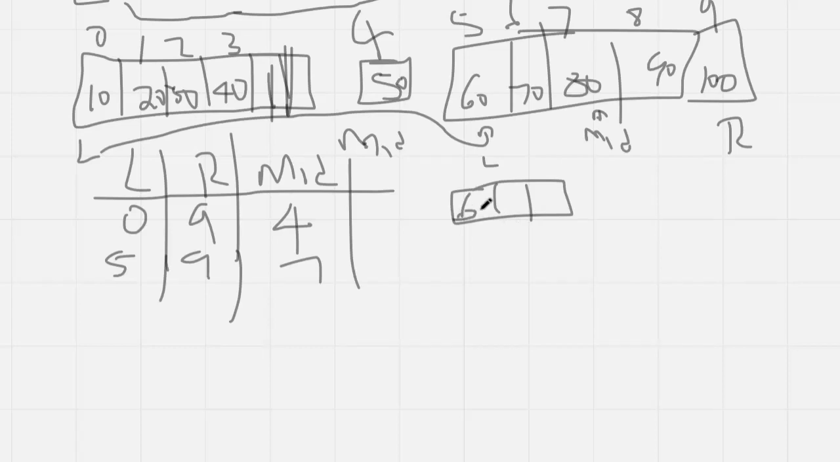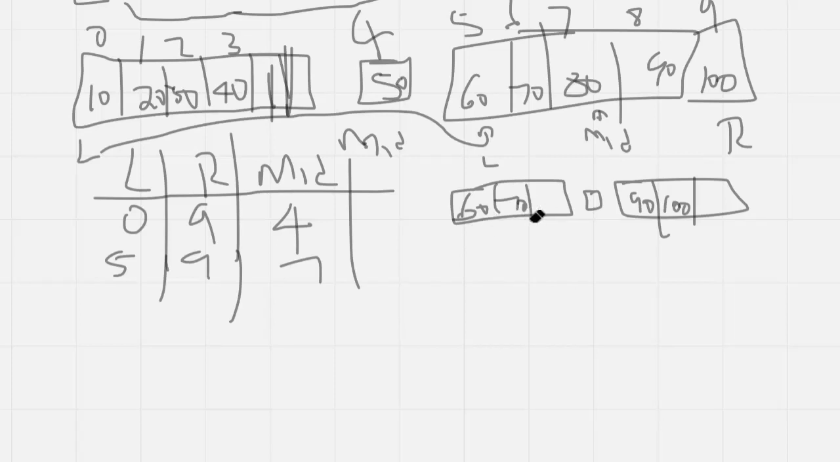We have our 60 here, we have our 70 here, and then we have our 90 here, and then we have our 100 here, and this is the mid, which is going to be 80. Now we are saying, is 70 equal to or less than 80? Yes. Then it means that the value must be somewhere on the left hand side. Now if that is the case, then the value 70 must be on this left hand side.